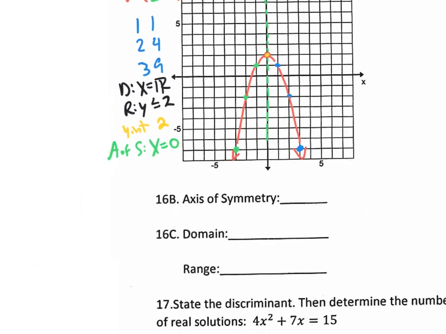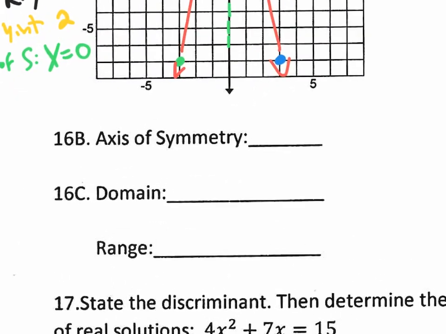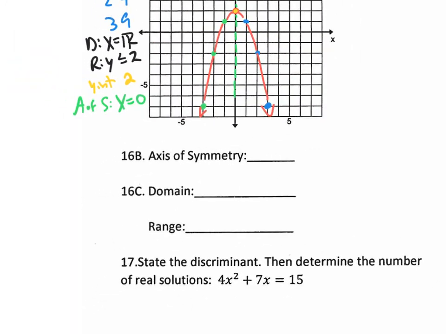Moving on. Oh yeah, by the way, down here, we were supposed to fill all that in, sorry. Okay, so just make sure you transfer the answers down to here. Axis of symmetry is x equals 0. Domain, x equals all real numbers. Range, y is less than or equal to 2.